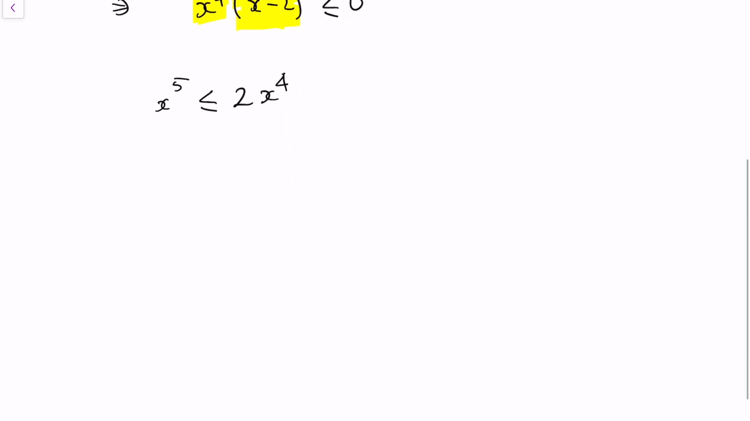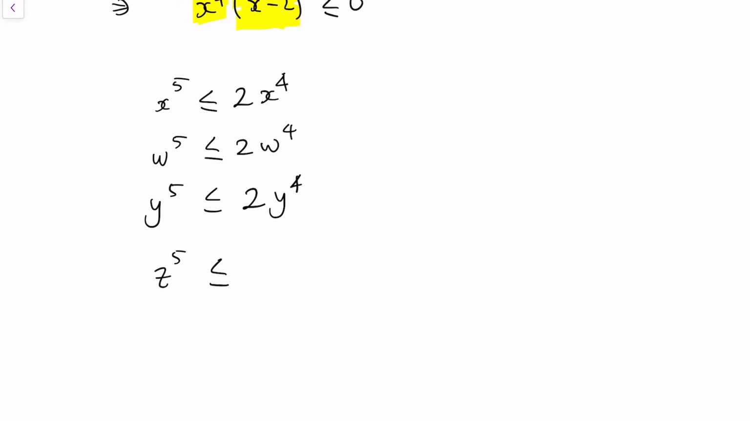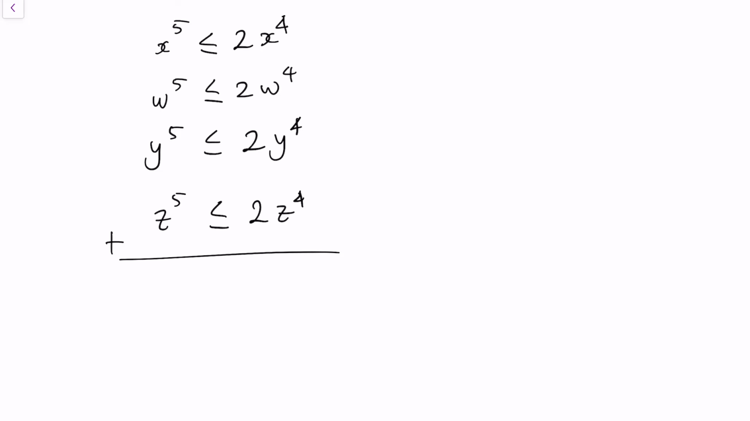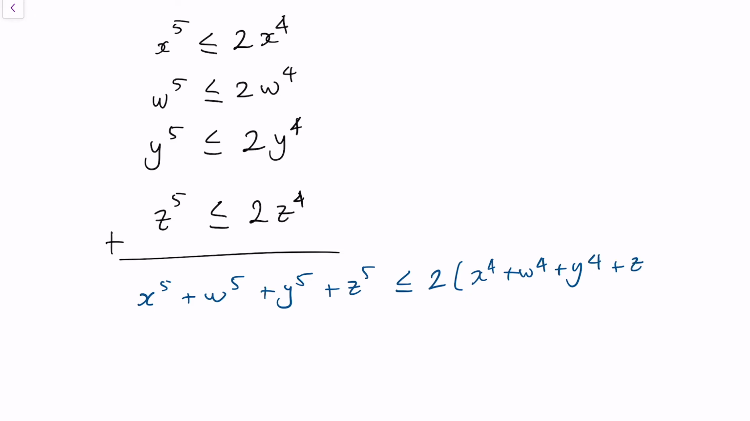So in other words, we can write immediately w to the 5 is less than or equal to 2 times w to the 4, y to the 5 is less than or equal to 2 times y to the 4, and z to the 5 is less than or equal to 2 times z to the 4. If we add both sides, on the left hand side we get x to the 5 plus w to the 5 plus y to the 5 plus z to the 5, less than or equal to 2 times x to the 4 plus w to the 4 plus y to the 4 plus z to the 4.